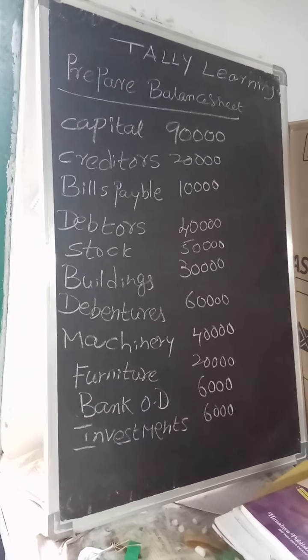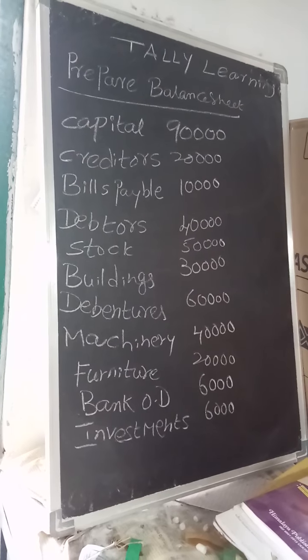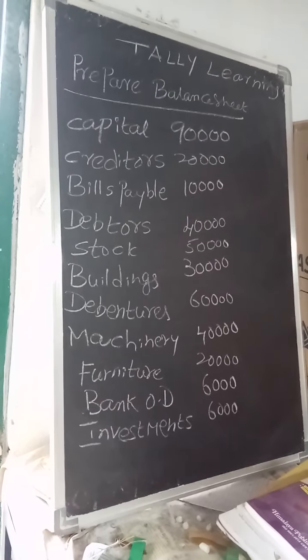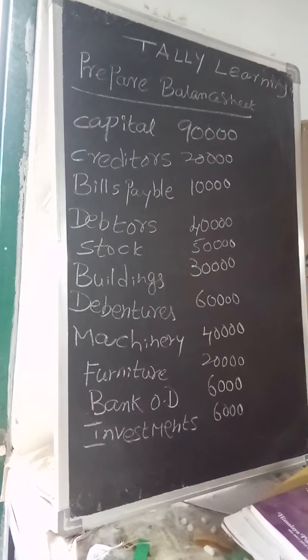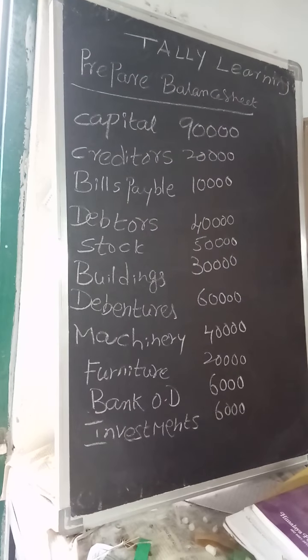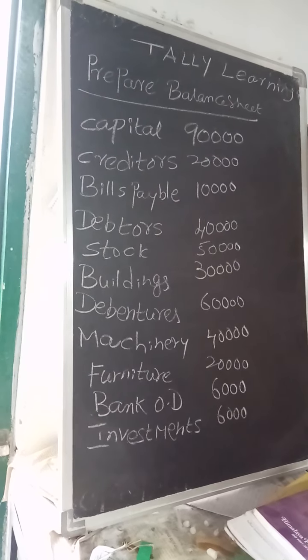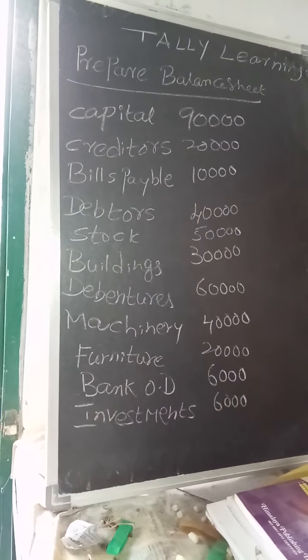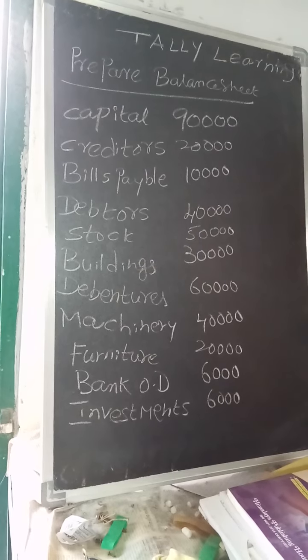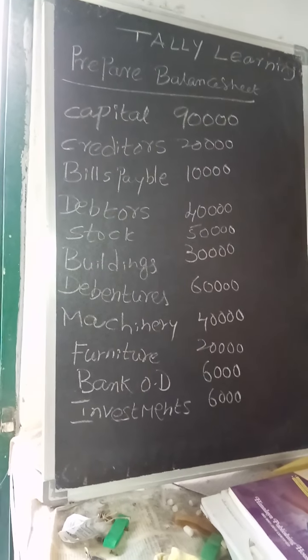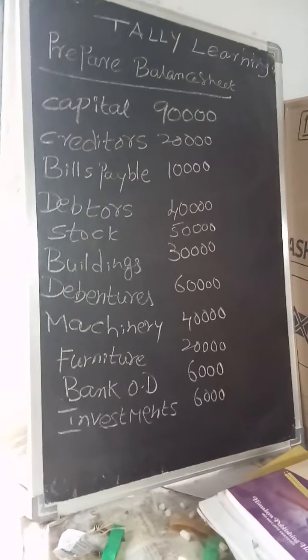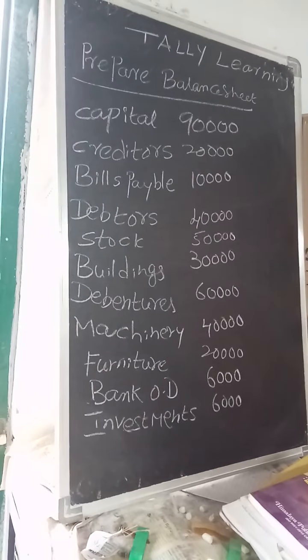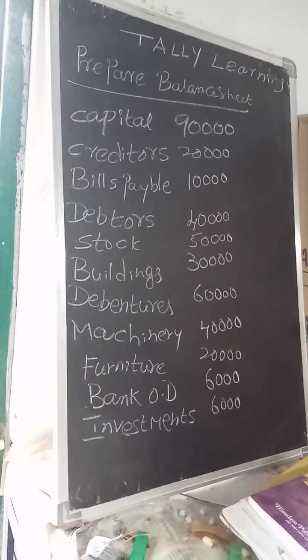If you want to see the vertical balance sheet, just press F11 or F12. F12, there you select vertical balance sheet, yes. Okay, F12 is known as configurations. F11 is known as accounting features. Then you select vertical balance sheet so that it will show in vertical balance sheet.